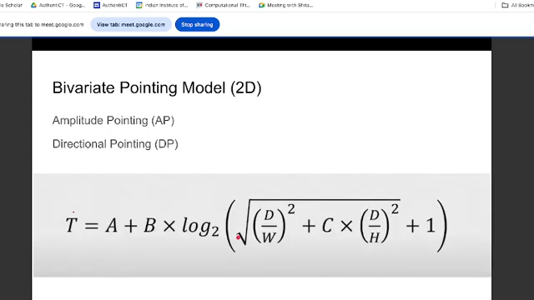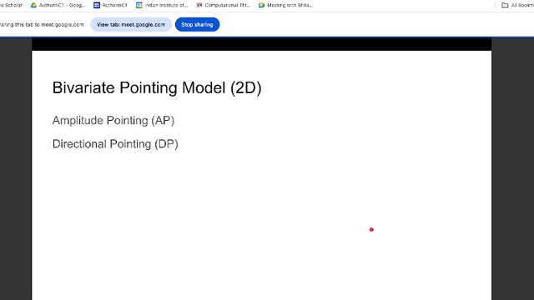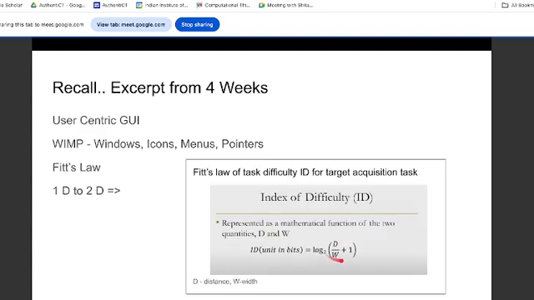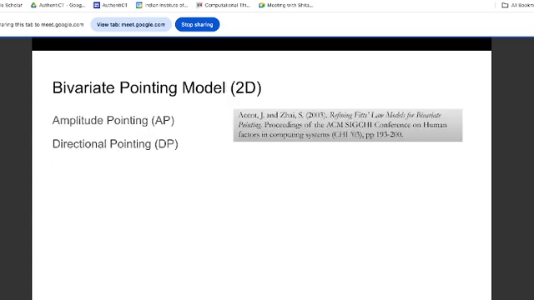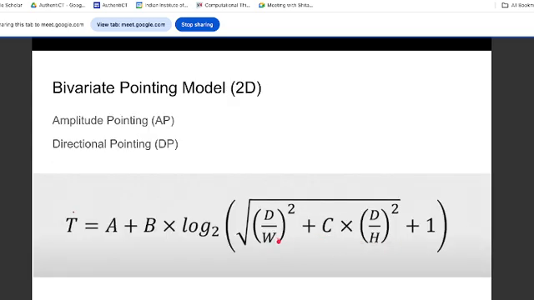This model now incorporates this width factor as well as this height factor. Previously we saw only the width factor in the index of difficulty being considered, and now we see the height factor as well. Because there is another dimension, there is another constant associated with it naturally. A and B were initially found empirically, and these are the empirical values of A and B.